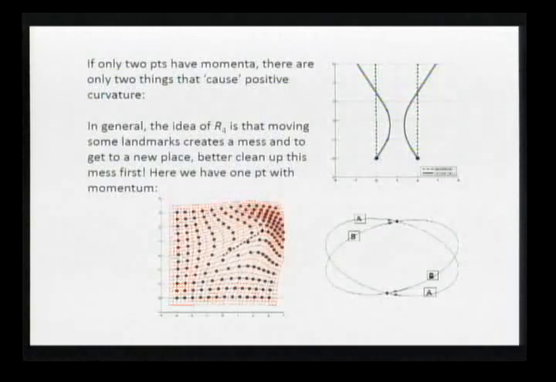And so that's really strong negative curvature. Now, there are two ways in landmark space that you can get positive curvature that I know about. In fact, if you only have two points with momentum, these are the only two ways. One is only in three dimensions and higher. If I have two landmark points and they're going to switch positions, B goes from here to here, and A goes... I want one to go from here to here, the other to go backwards.